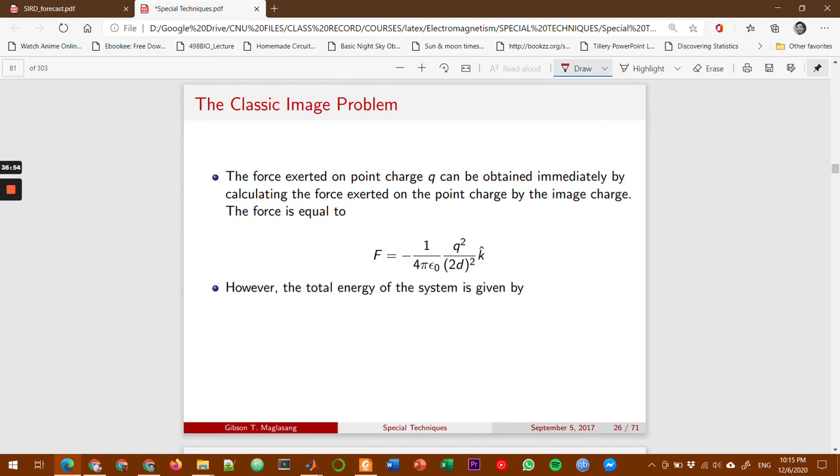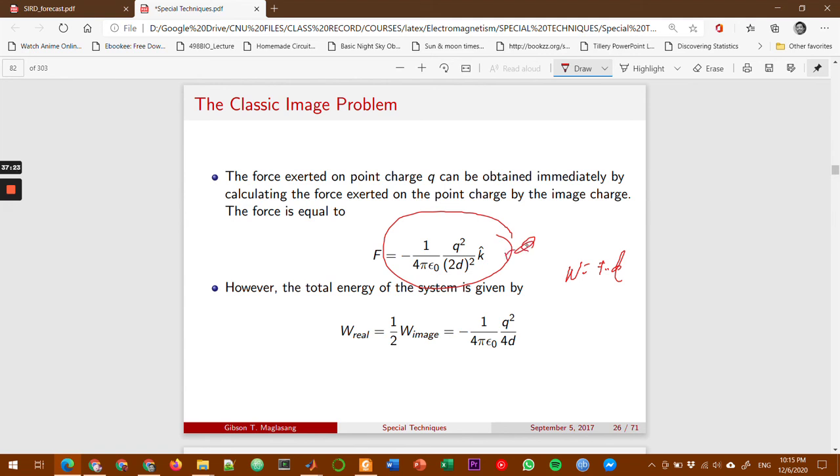However, the total energy of the system is given by one half of that of the real and image system. The energy or work is just force times d. So you have your force times d, you get the work or the energy. Then you divide it by one half, because when getting the total energy of your real system, it is actually half of the image.